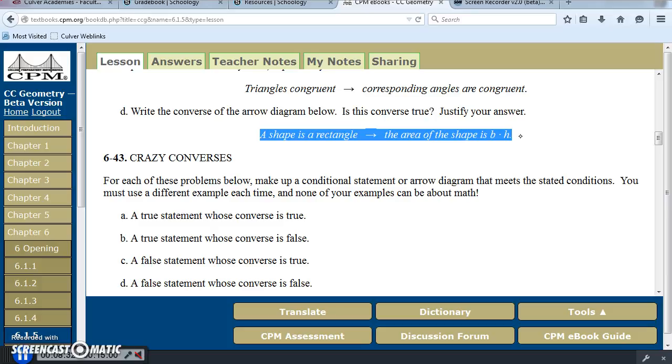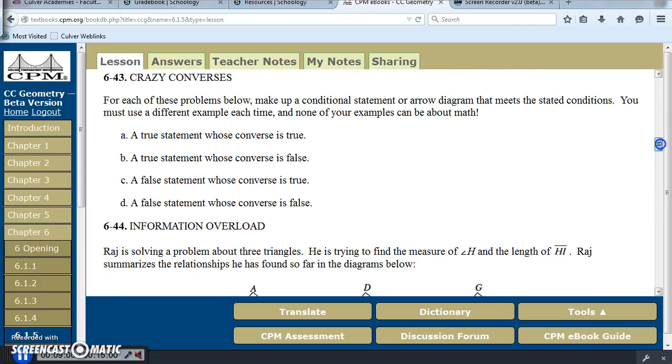and decide on the truth value for that statement. Is it completely true all the time? Can you think of a counterexample? All you need is one counterexample to state that something isn't true enough. And certainly the area of a square is base times height. The area of a parallelogram is base times height. Neither of those figures must be a rectangle. So the converse of the statement, a shape is a rectangle, then the area of the shape is base times height, is not true.